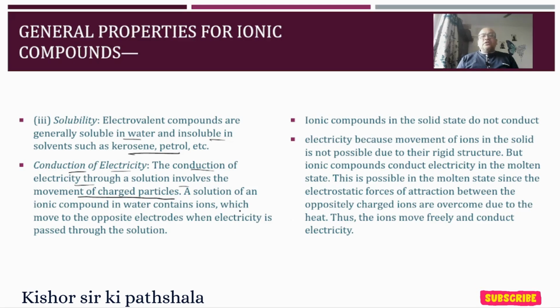A solution of an ionic compound in water contains what? It contains ions, which move to the opposite electrodes when electricity is passed through the solution. Then what happens, you'll see that ions are moving to the opposite electrode, and that's the reason the bulb will glow and the electric current will flow through it.